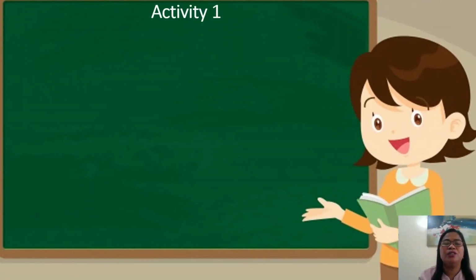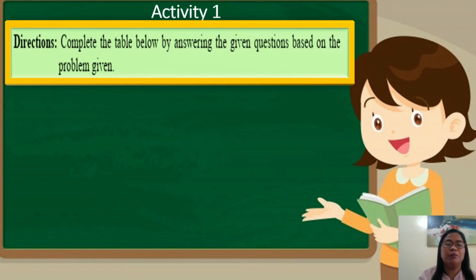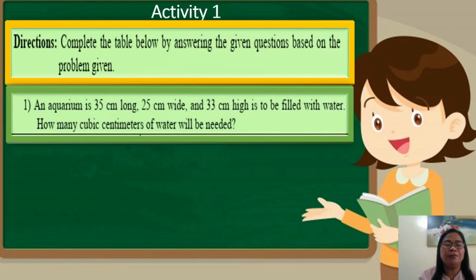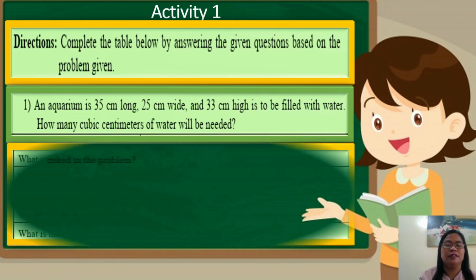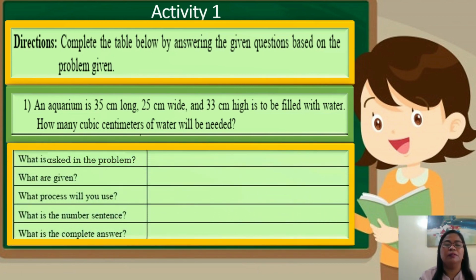Now, try to answer this activity. Be ready with your materials and solve. Complete the table below by answering the given questions based on the problem given. An aquarium that is 35 cm long, 25 cm wide, and 33 cm high is to be filled with water. How many cubic centimeters of water will be needed? Go. You are given 1 minute to do that.